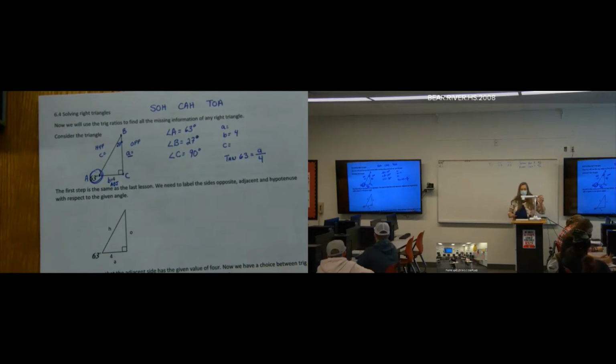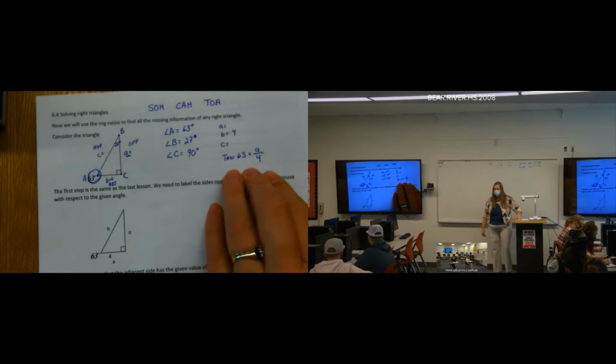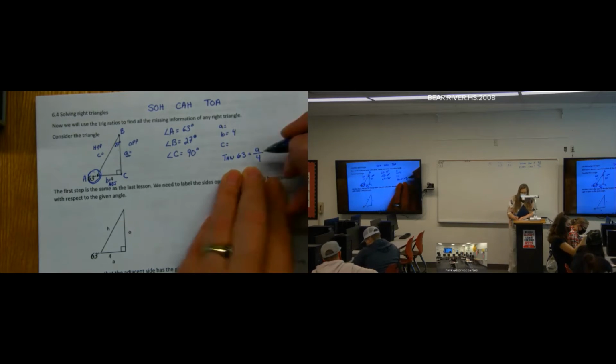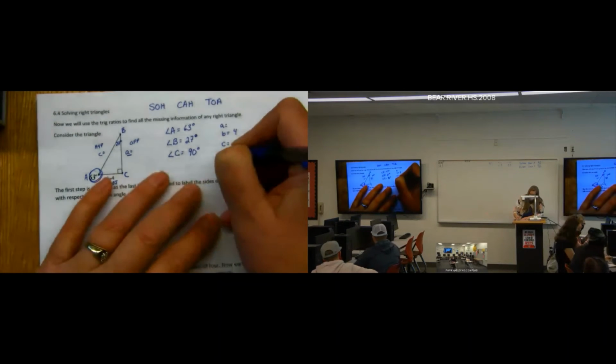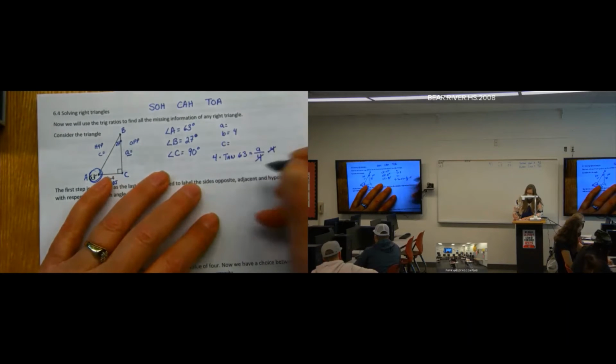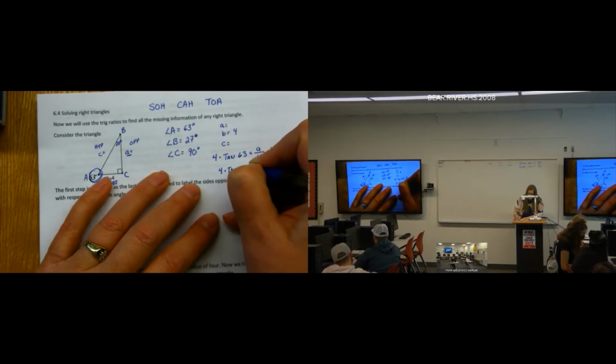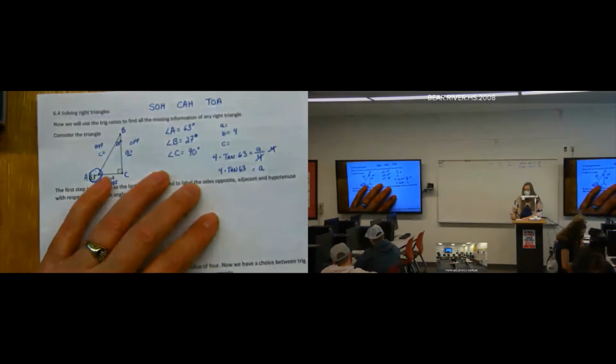Okay, now, how many variables do I have in this equation? 1, so I could solve it then, right? What's my goal? To get a by itself, right? How do I get a by itself, Hutch? Times it by 4. So I times this side by 4. I times this side by 4, and what happens? I get a is equal to 4 times the tangent of 63, right?